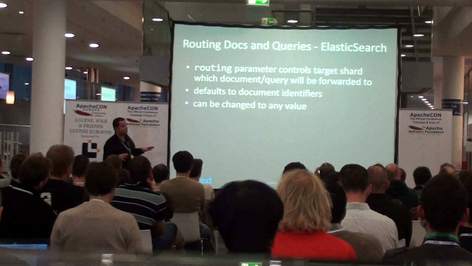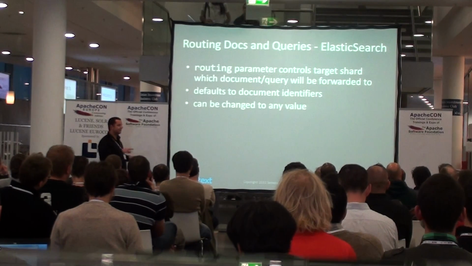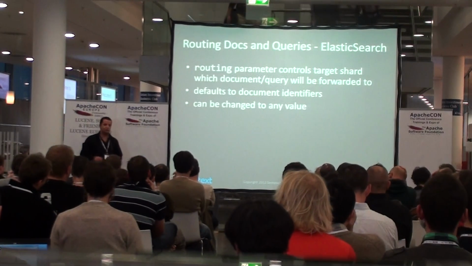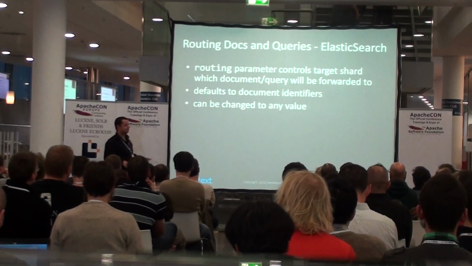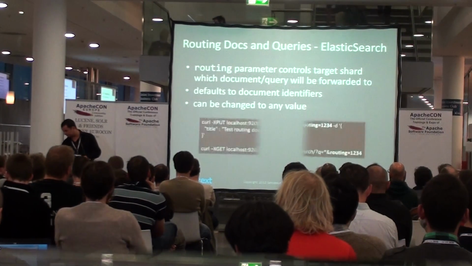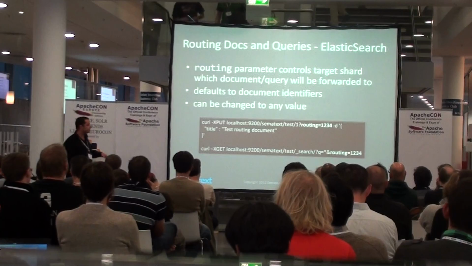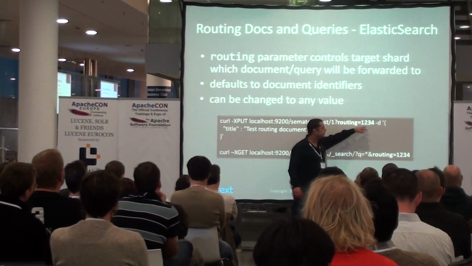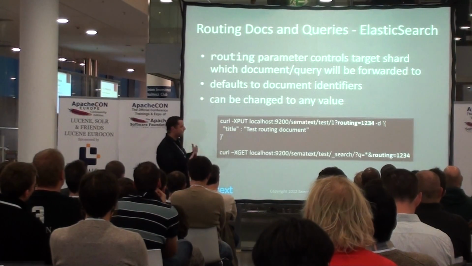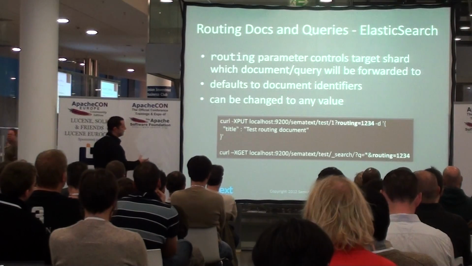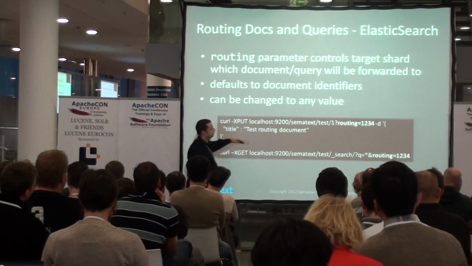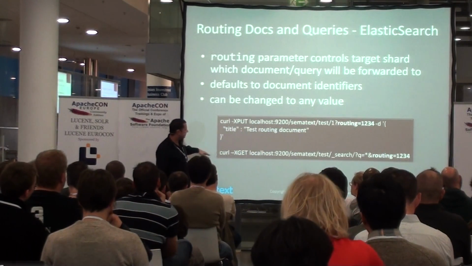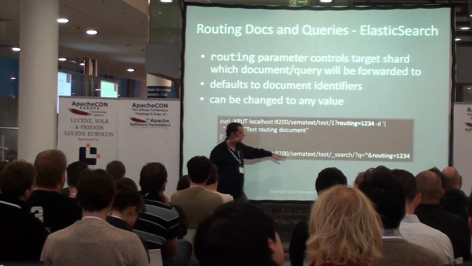The routing parameter allows us to control which shard will be targeted with the data or queries. Of course, it defaults to document identifiers, but can be changed to any value during runtime. You don't have to reload the configuration. So if we specify something like that, and we say that in the index, some text, in the type text, for the document with the ID 1, we want it to be routed with that particular value. Elasticsearch will take the value, calculate the hash on it, and will put the data in the shard that is evaluated by that particular value. And during querying, you can see that a simple query will be routed with the same value.